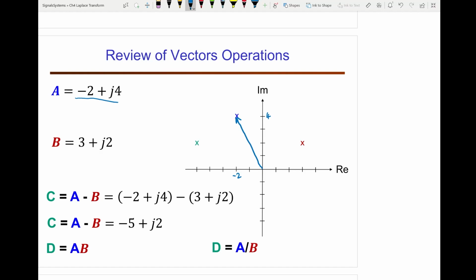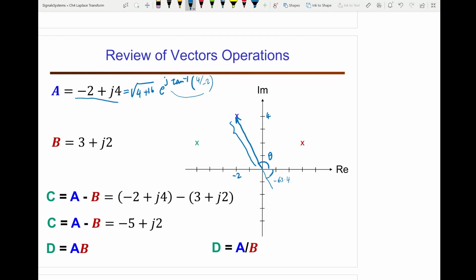Now I can express this vector in polar form, which is the magnitude, the length of the vector, and the angle theta. The magnitude or the length will be the square root of the real squared plus the imaginary squared, e to the power of j theta. Theta will be tan inverse of the imaginary divided by the real. And here you have to be careful, because if you put this in your calculator, it will give you this angle, and it will be minus 63.4.